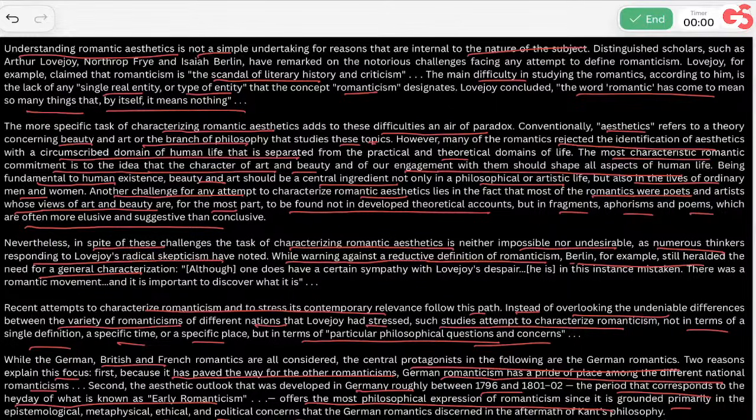Berlin, okay. While warning against the reductive definition of romanticism, Berlin, for example, still heralded the need for a general characterization. General characterization.